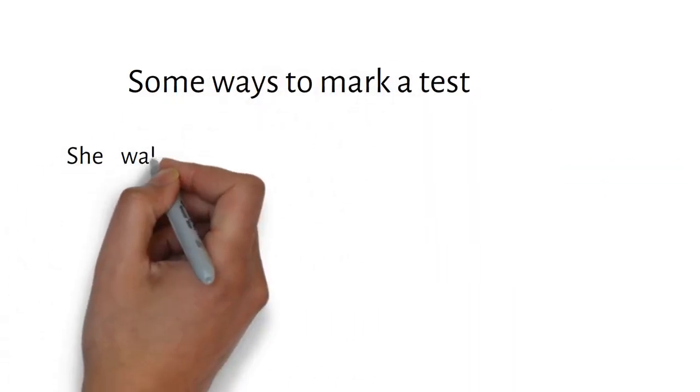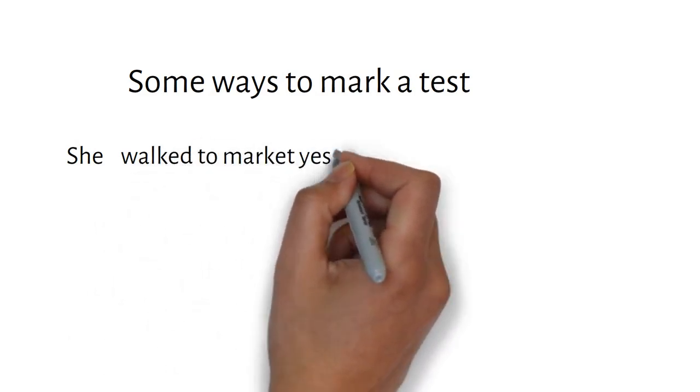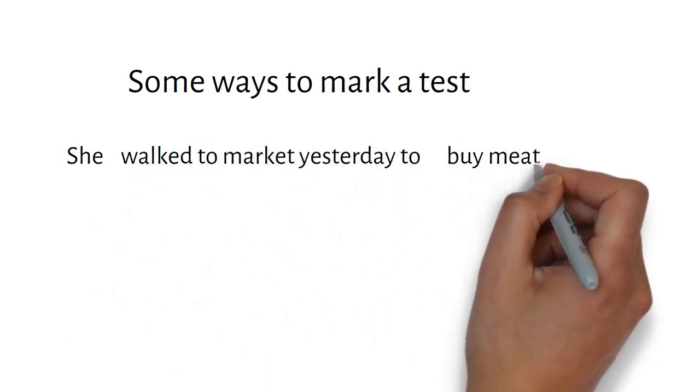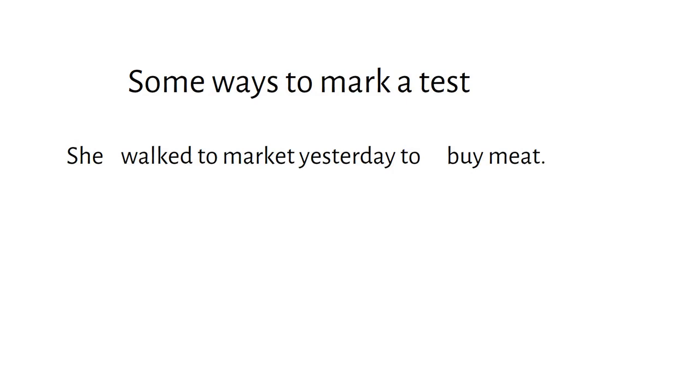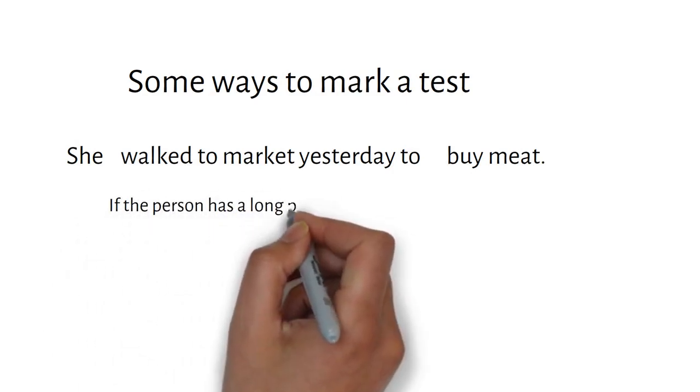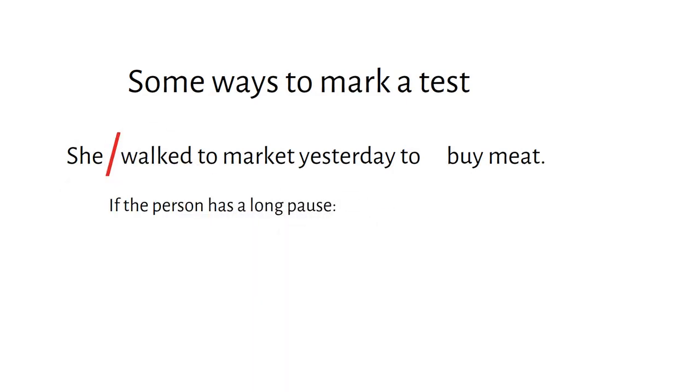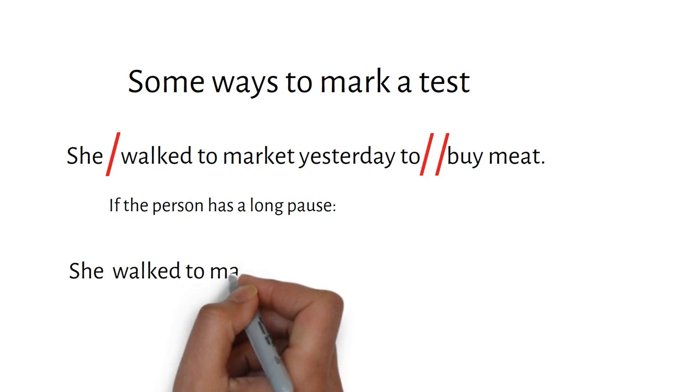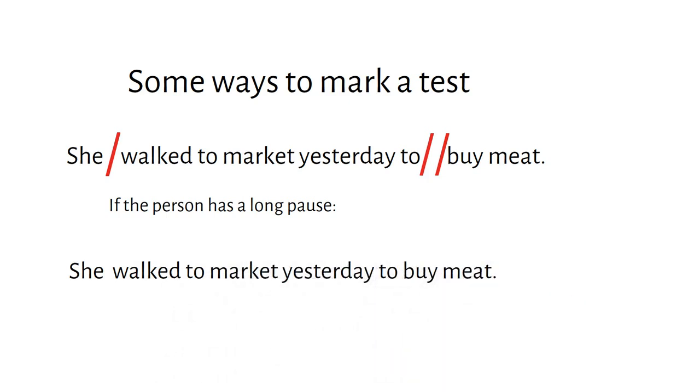She walked to market yesterday to buy meat. For a long pause, put a line in. For a very long pause, put two lines. She walked to market yesterday to buy meat.